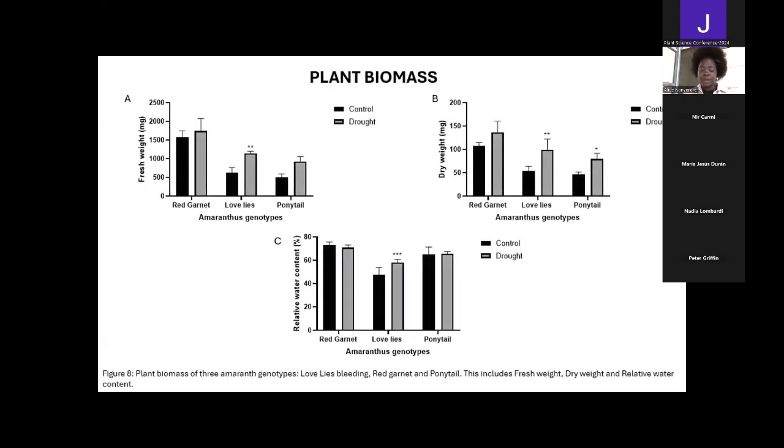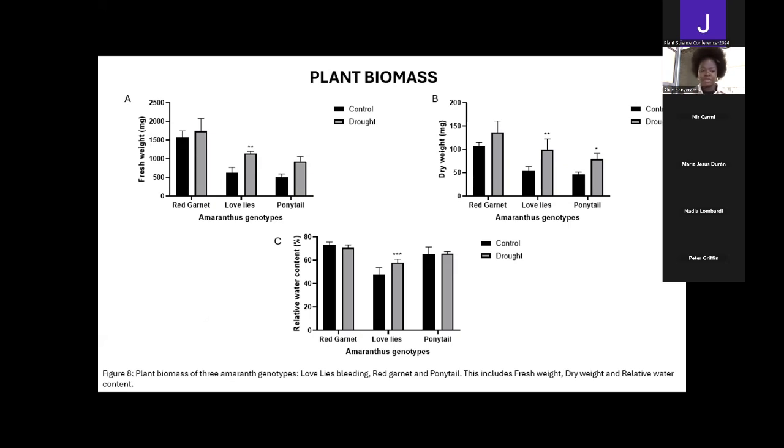When we look into the plant biomass, the fresh weight particularly, we can see that the drought treatment of love lies showed a significant increase. The ponytail also showed an increase, though it was not significant. And red garnet, again across the board, had the highest fresh weight in the drought treatment when compared to the control. Looking into the dry weight, we also see that love lies had a significant increase in the drought treatment, and ponytail also exhibited a significant increase in the drought treatment as well. But red garnet, once again, was able to outperform all the 3 genotypes.